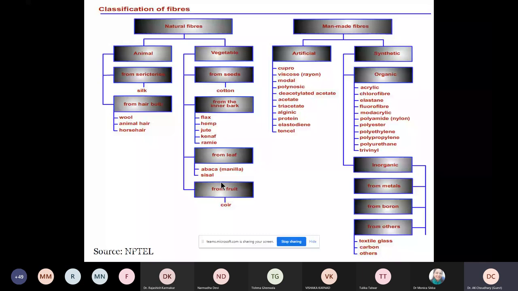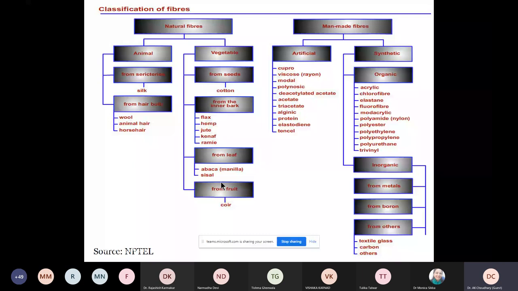So this is one way, the animal source, of getting fibers. And another is vegetable sources from the seeds. So cotton is a good example. We get it from the cotton ball or cotton plants, and especially from the seeds. The cotton fibers are attached in the seed balls, cotton balls. And from the inner bark, flax, the inner bark meaning from the respective plant: flax, hemp, jute, and ramie, and now kenaf. These are examples of the inner bark, from the bark of the plants.